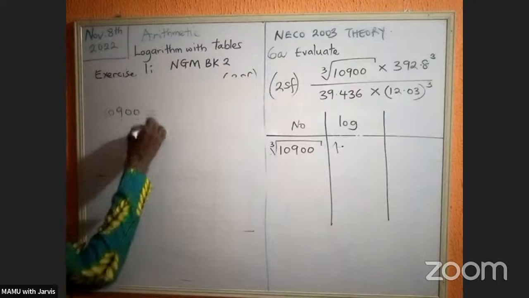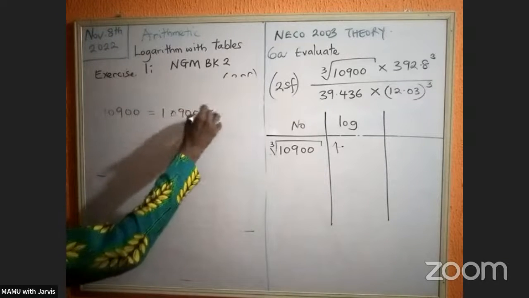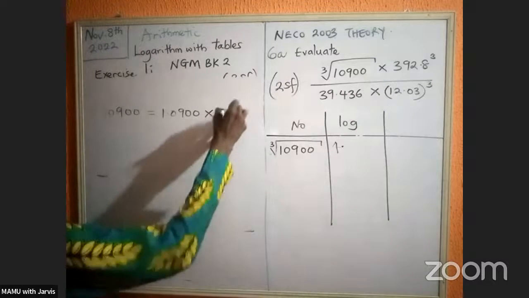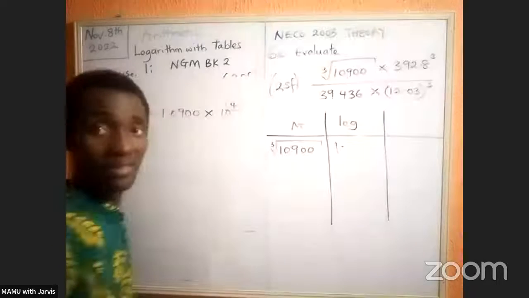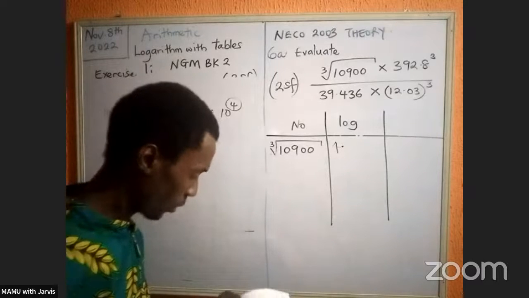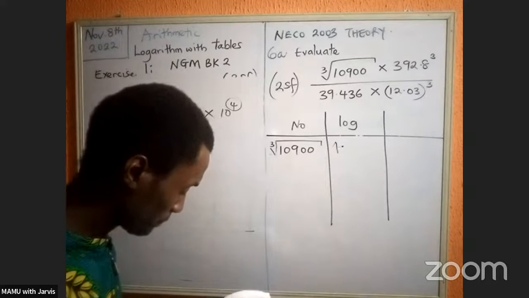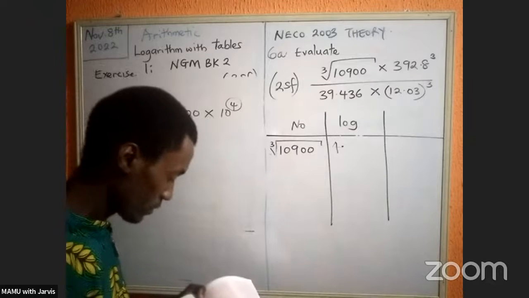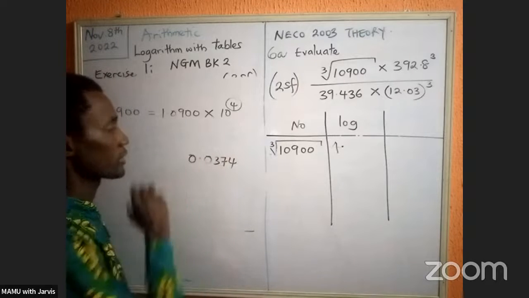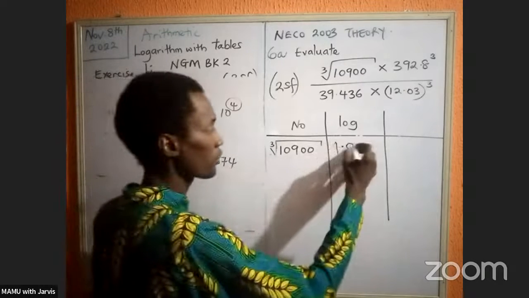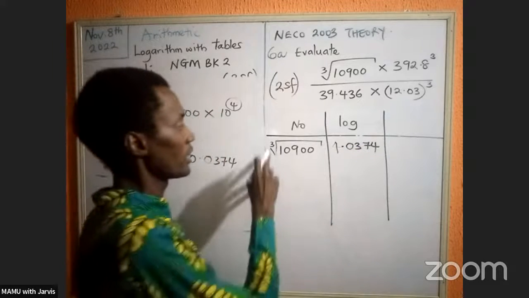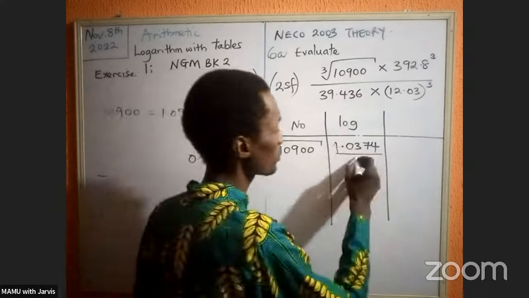To do this, this will be what? 1.0900 times, watch, 1, 2, 3, 4 decimal places, 10 to the power 4. This 4 I'm going to write as my characteristic. Then in checking the log, I'm going to look for 10 under 9, and that will be 0.374. So I'm going to transfer this answer. That will be 0.374. Is that okay? Now, cube root means divided by 3. So this will be over 3.